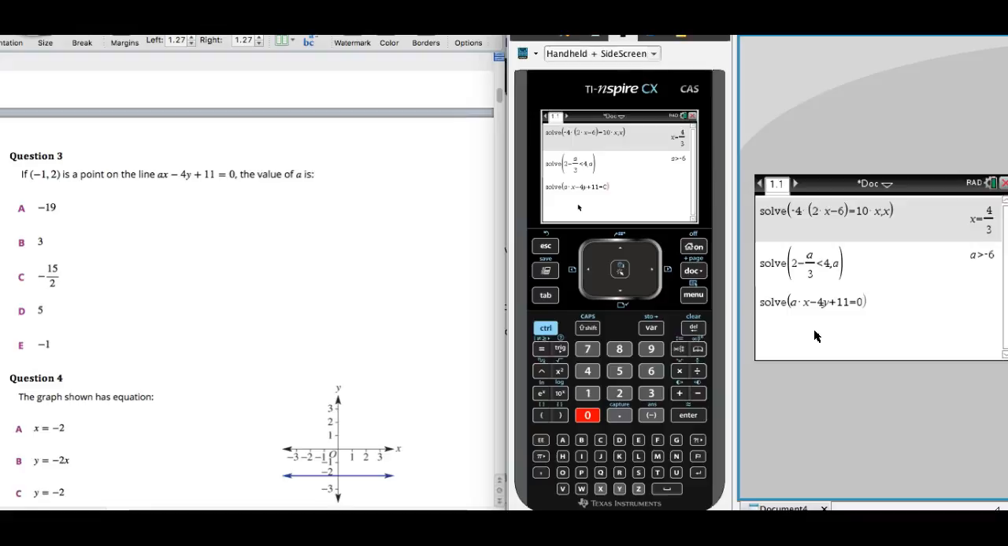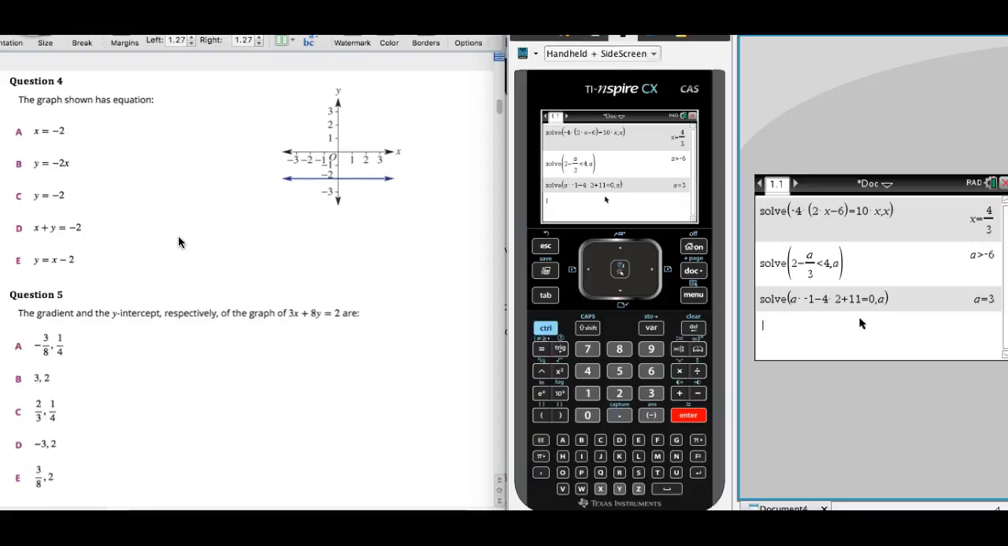It does say that this point, (-1, 2), is on the line. That means instead of x, I can put -1, and instead of y, I can put 2. Just make sure you do times 2 there. You see how I did that substitution for x and y, and we're solving for a, so comma a. So a is equal to 3. The answer for that one is B.